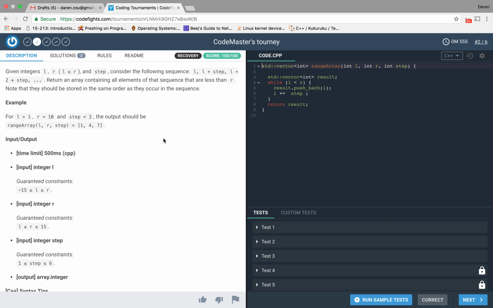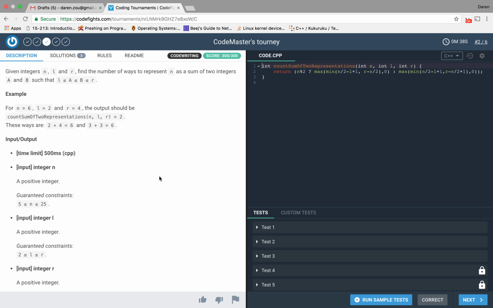Problem number two is basically to output this arithmetic sequence up until a certain number, and this one's not that hard. In this problem, it says given integers n, l, and r, find the number of ways to represent n as the sum of two integers that are in between l and r. And here, it's basically just a single expression to give you the answer.